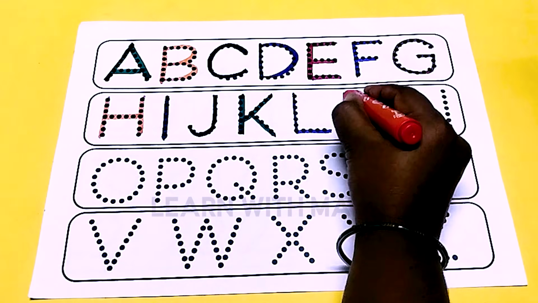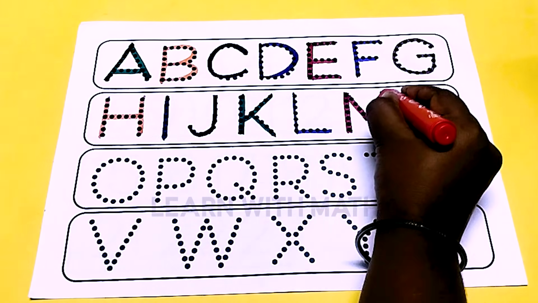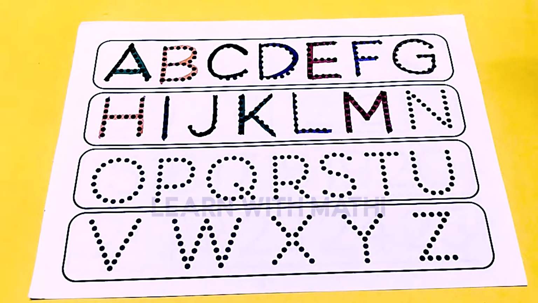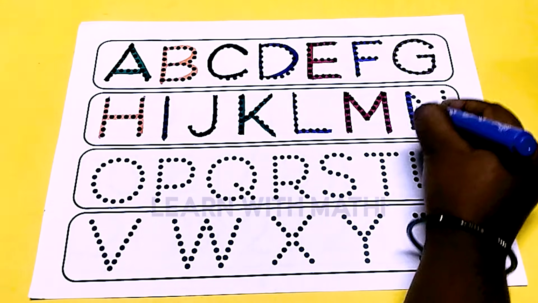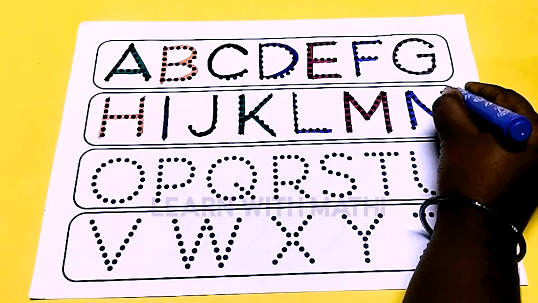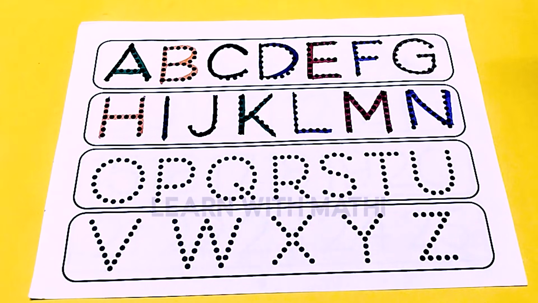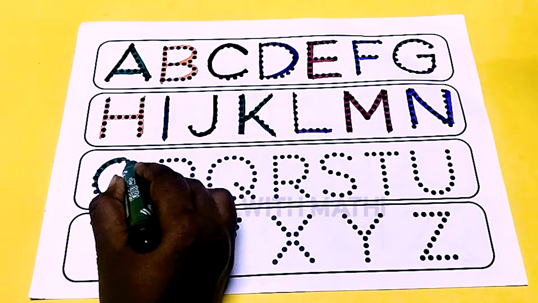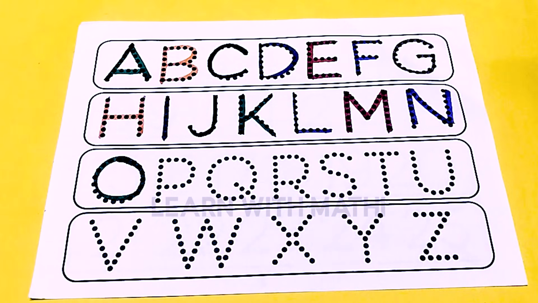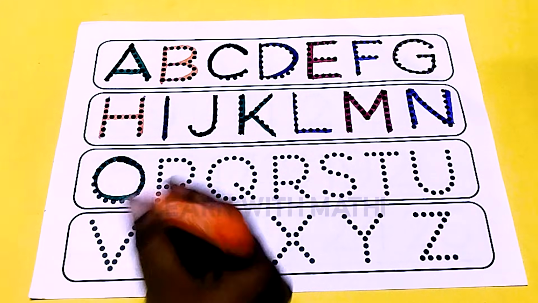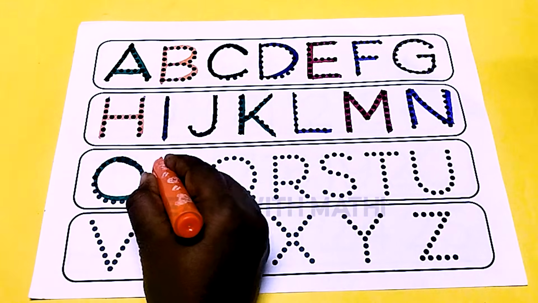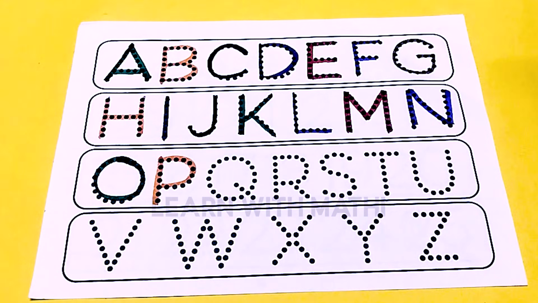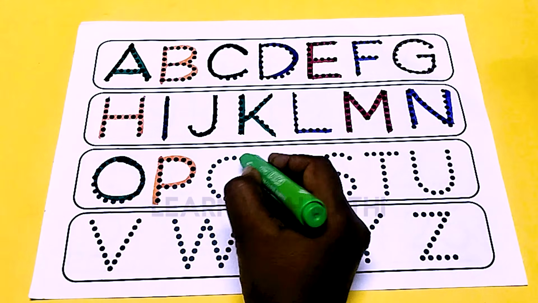This is red color. M for magnet. This is blue color. N for nuts. This is black color. O for octopus. This is orange color. P for penguin. This is green color.